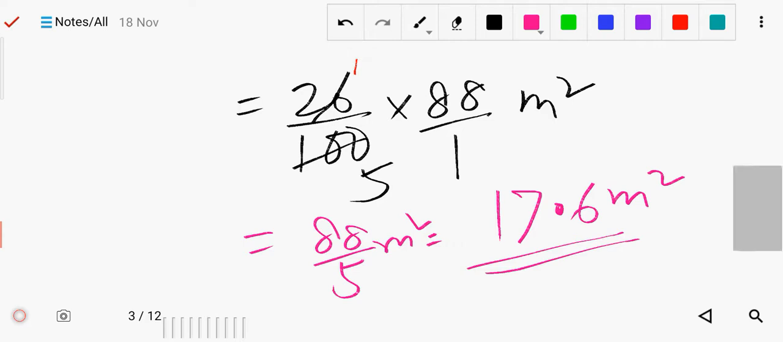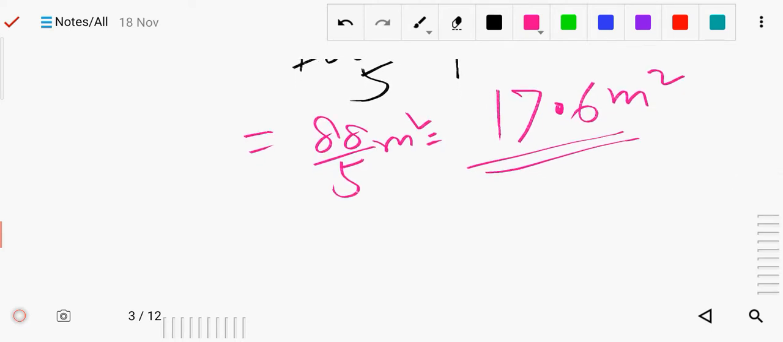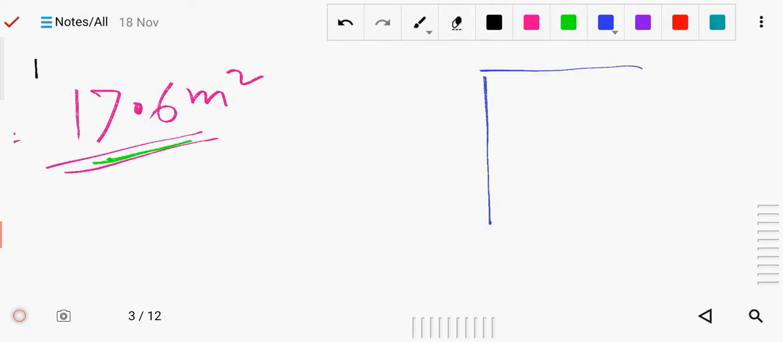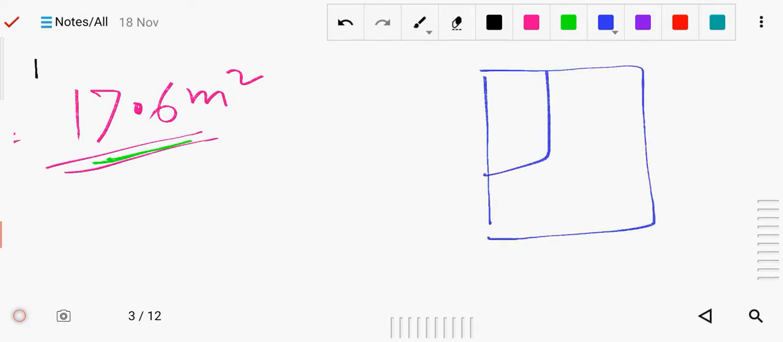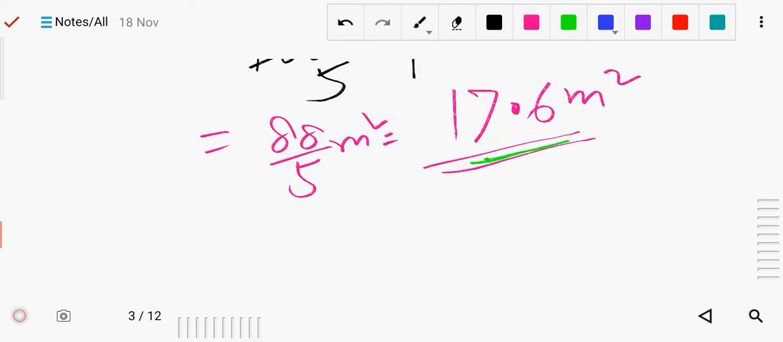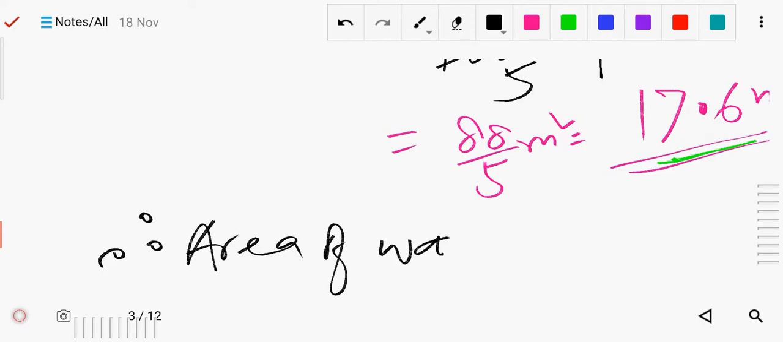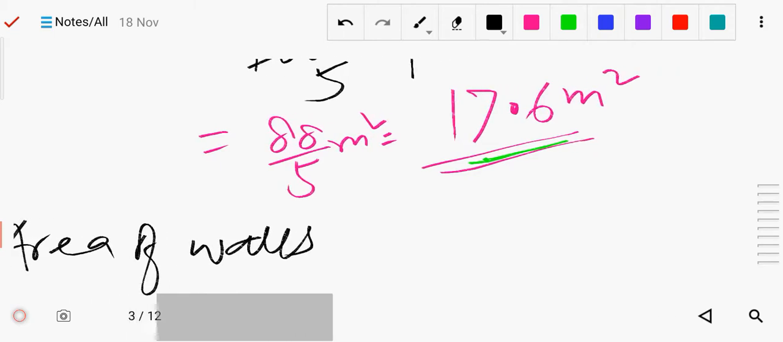Now we have to find the area of walls. Suppose in this room there is the area of door and window, which is also included. So we have to exclude it, we don't need this one. So we will subtract this area from the area of the four walls. So now we can get the area of walls.